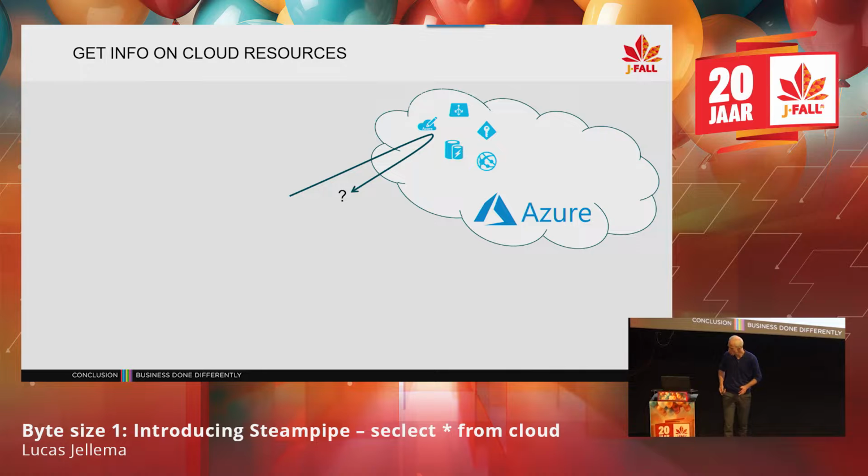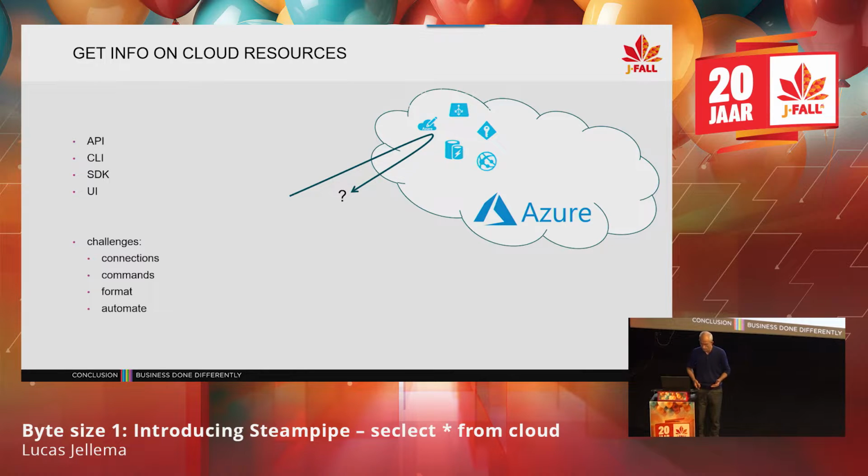And how do you get information about your cloud resources? Well, typically you can use an API and craft your REST calls and decipher the responses. There might be a CLI, there might be an SDK, so you can do your own programming, or there's the web portal and you can look it up. Of course, there's also always the challenges of defining the connections, how to even get there, what are the commands, what's the specific syntax that you need to use, what's the format in which you ask your question and in which you get your answer, and is it possible to make it part of an automated process?